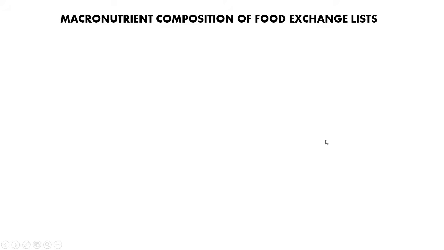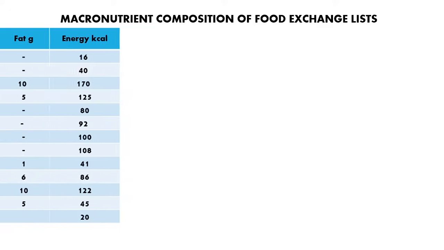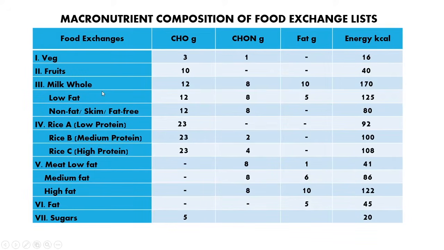Before we begin with the meal planning, you first have to be familiar with the macronutrient composition of the food exchange list. The food exchange list is divided into 7 groups. We have the vegetable group. In the previous edition of the food exchange list, it consisted of vegetable A and vegetable B, but now the vegetable is just one group.